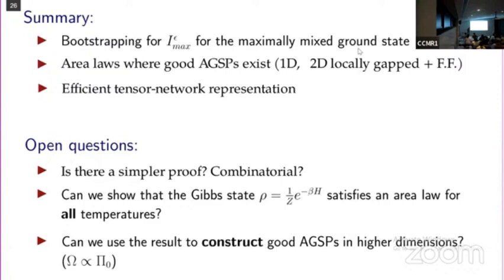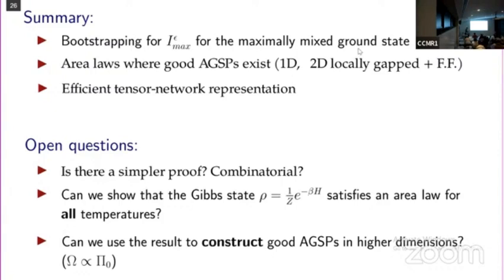And there are some open questions. First of all, for me personally, is there a simple proof? The proof is, in my taste, too complicated. And maybe there is some combinatorial proof that can be found. And then, going back to the Gibbs state, we know that it has an area law if it is on a local lattice, for any finite temperature. And this result shows it also has an area law for zero temperature. Can we somehow show that this implies there is an area law all along the way? That's, I think, an interesting question.